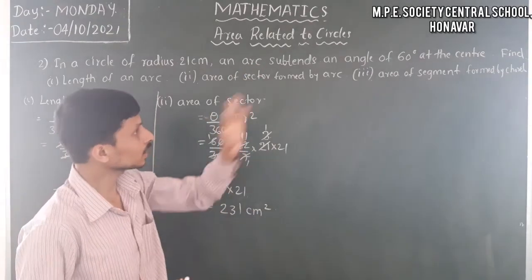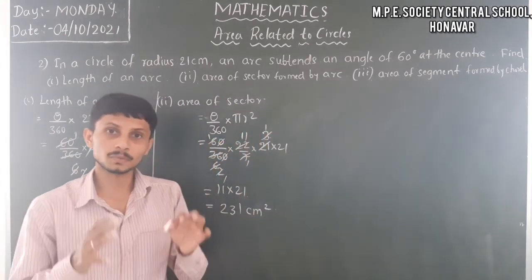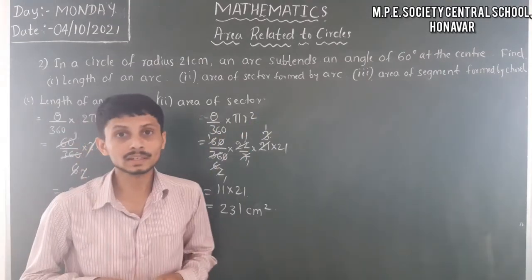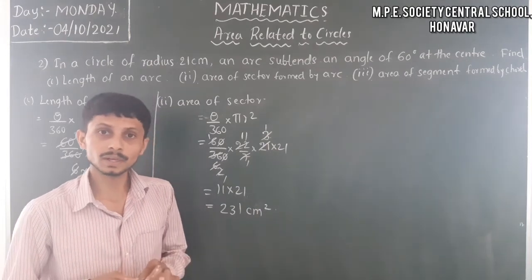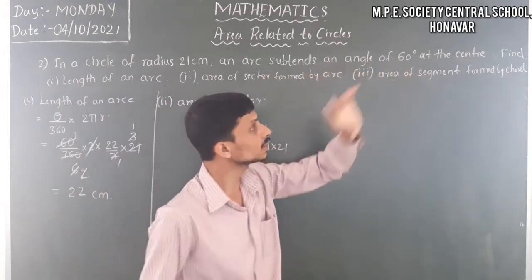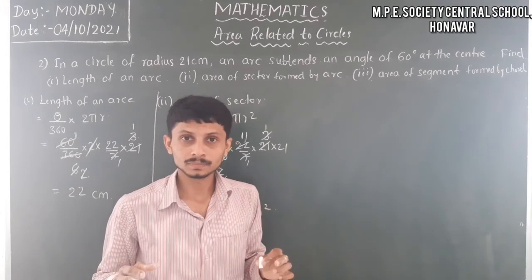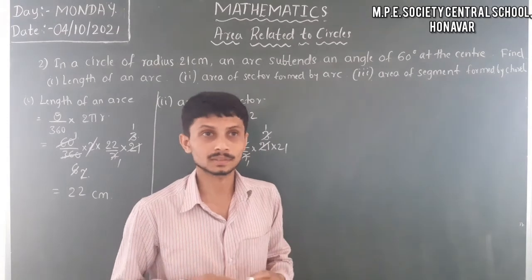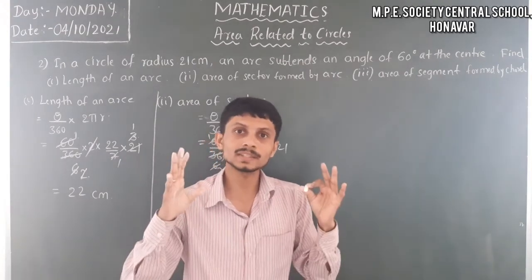Then let us move on to the next one, the area of the segment formed by the arc. For that we need the area of the sector and the area of the triangle. Just observe, it is given that there is a 60 degree angle at the center. Both sides are equal, and both sides are nothing but the radius of the circle. There is no diagram, so we have to imagine the diagram here.